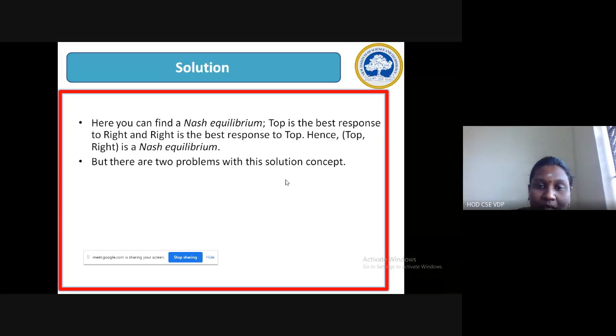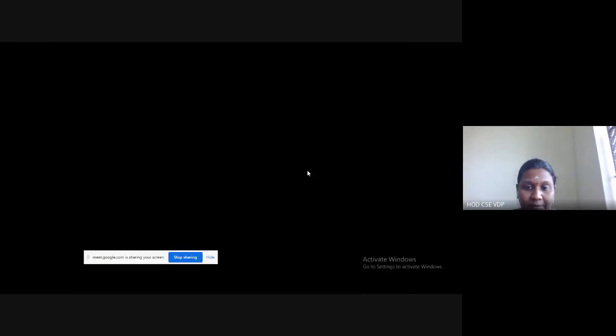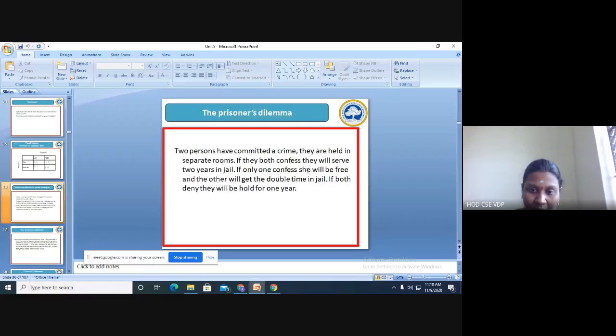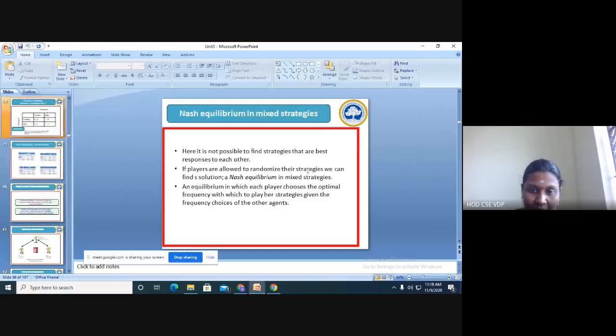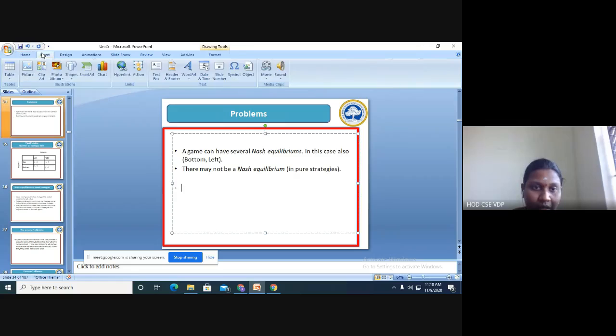Now let us go to the equation part of it. One more important concept that we have to remember here is that a Nash equilibrium happens in the case of pure strategies. What is meant by pure strategy? I can show you one small example. Now what is pure strategy? If I say that I have a row and a column, right?